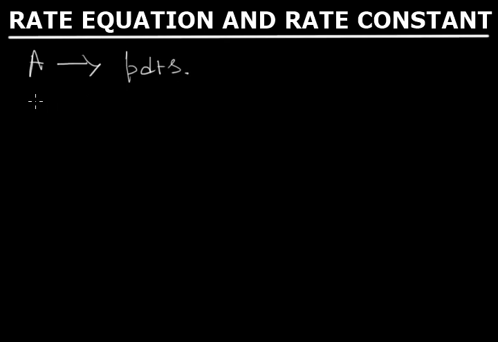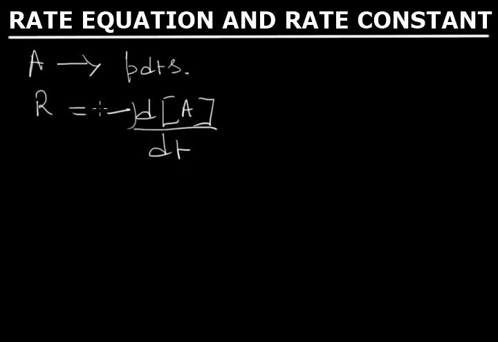Now the rate of the reaction, that is R, is equal to minus dA by dt. Now why is this minus sign taken? Because with the progress of time, the concentration of the reactant decreases, so we use the minus term.